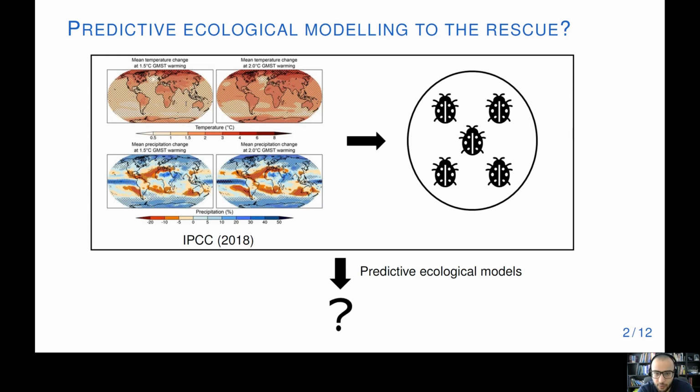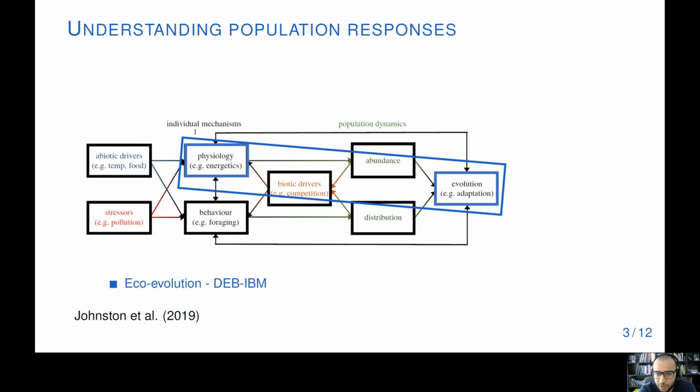But of course, these are no easy questions to answer, as the relationship between a population's performance and its environment is complex in nature. Predictive ecological models that account for the complexities in this relationship will therefore be important to formulate answers to these questions. Understanding population responses to their environment can nicely be summarized by this framework proposed by Johnson et al. Physiology is a key and important element linking environment with the performance of population through individual mechanisms.